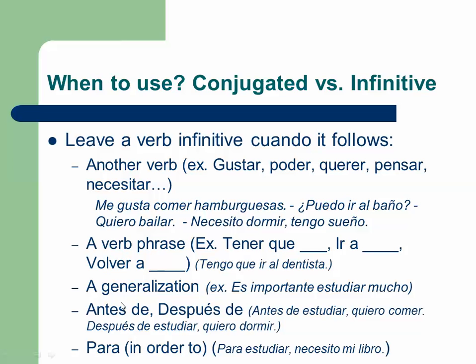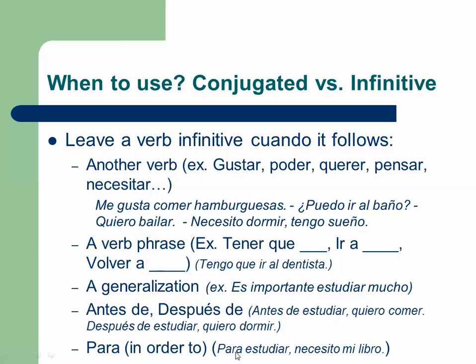And then after the phrases antes de and después de. So before studying, I want to eat. Or after studying, I want to sleep. So anytime you have antes de and después de immediately before a verb, you always follow that with the infinitive as well. And then with para, which means in order to, you also follow that with an infinitive.